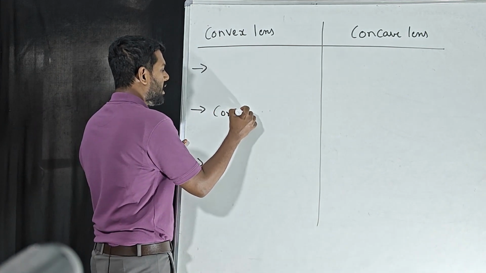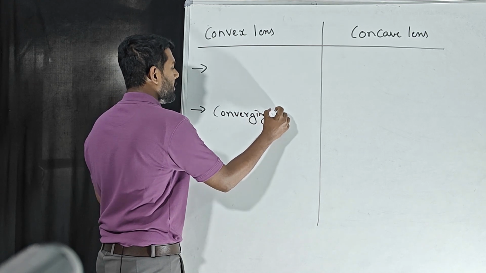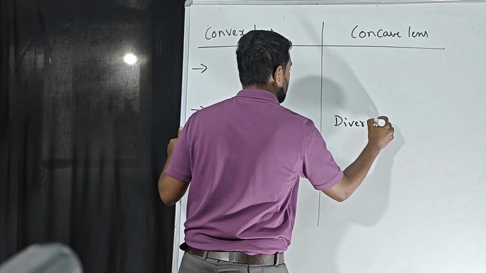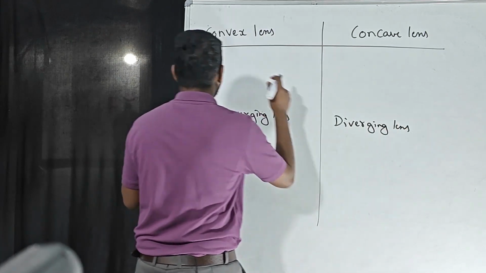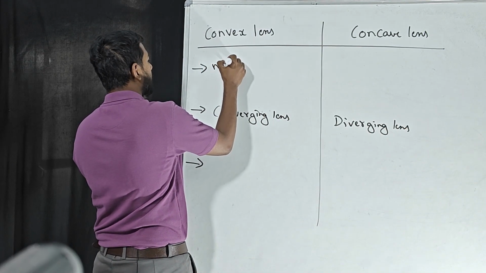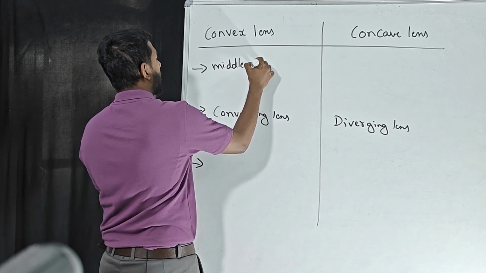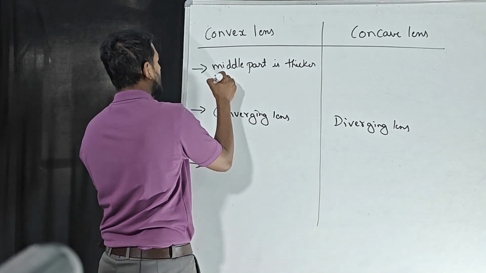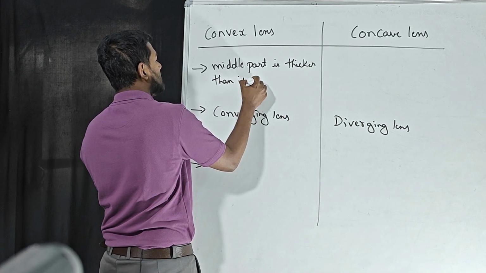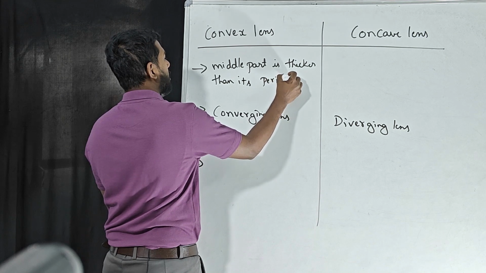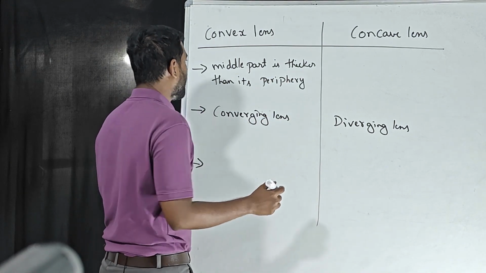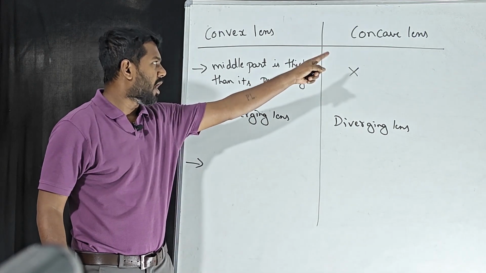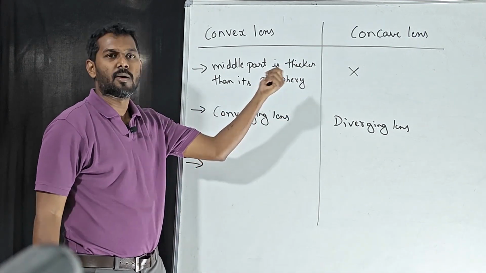So this is a converging lens. This is a diverging lens. And here the middle part is thicker than its periphery. It is exactly opposite. So the middle part of the concave lens is thinner than its periphery.